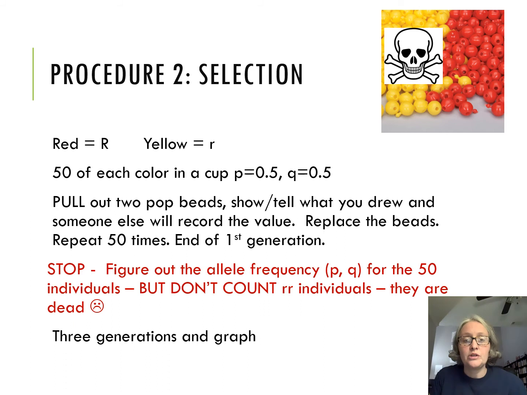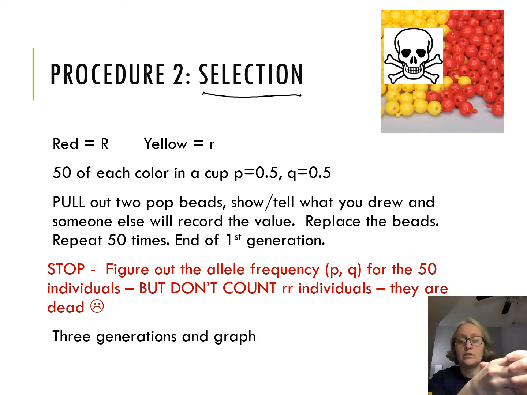In procedure 2, you're going to do the same thing, but in this case, we're going to imagine what's going on when there is some sort of selective force at play. So in this case, we're selecting against yellows or for the reds. How do we know that this selection is going on? Well, the yellow is going to be lethal. So you're going to do the exact same thing, 50 yellows and 50 reds all in the same container.